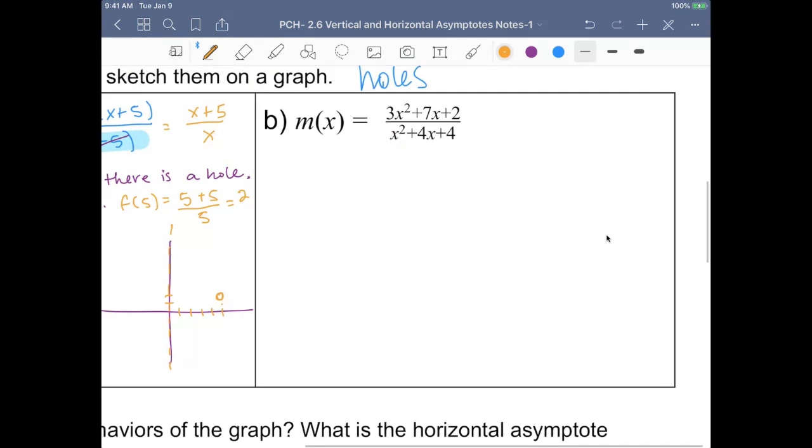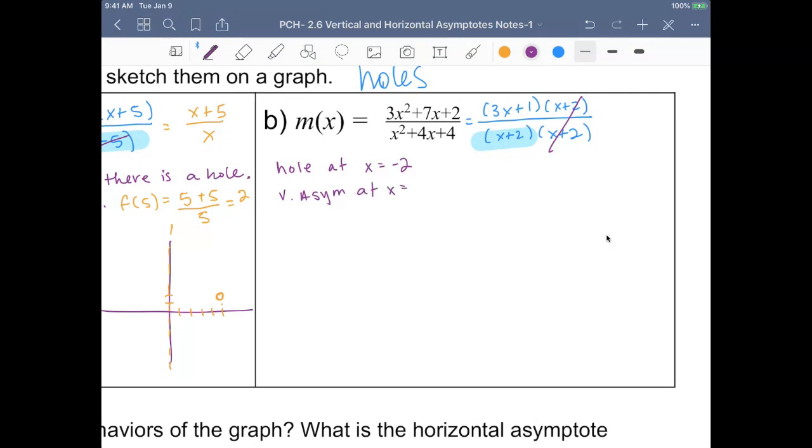All right, next. Factor this, please. And we get 3x plus 1 times x plus 2 over x plus 2 times x plus 2. I will see that one of my factors is going to cancel, and one of them stays behind. So this one, even though one of our factors cancels, let's just write it out. I think I have a hole at x equals -2, and I have a vertical asymptote at x equals -2. Since I have a repeated factor, the vertical asymptote is going to overpower the hole. So we're still left with the vertical asymptote at x equals -2. Okay?